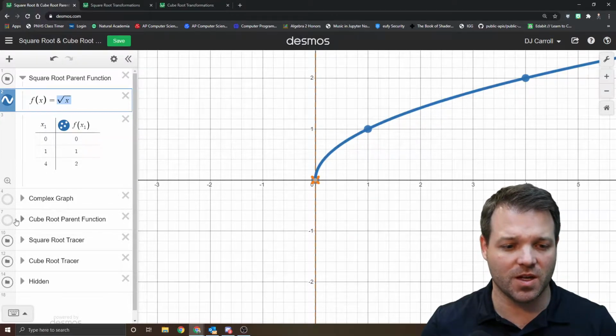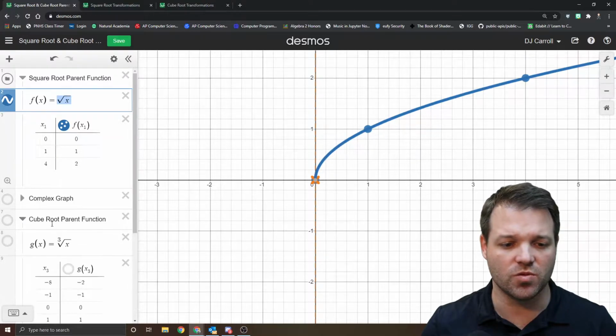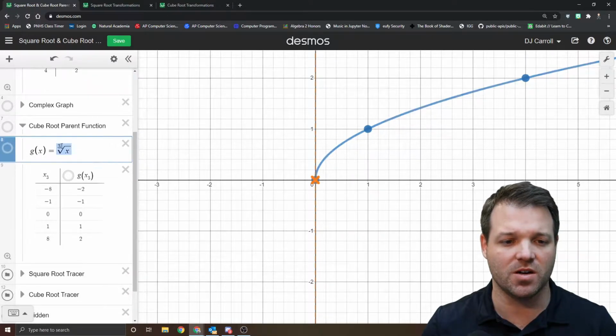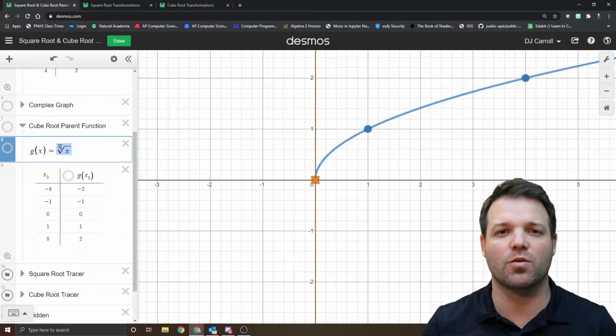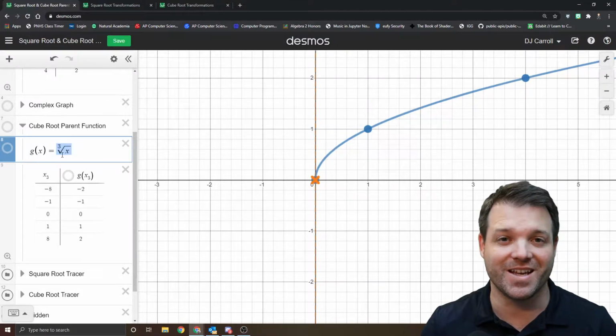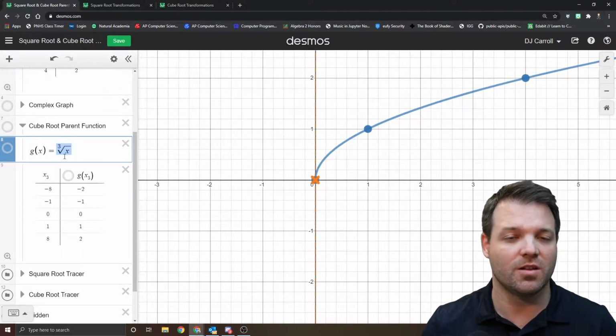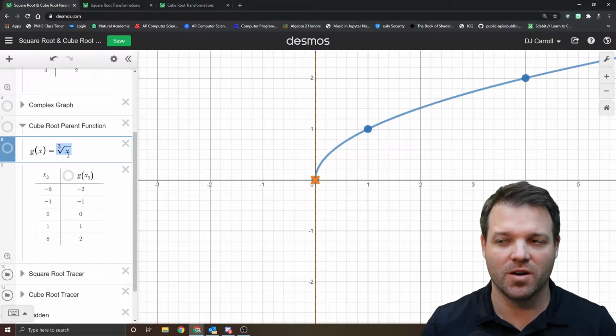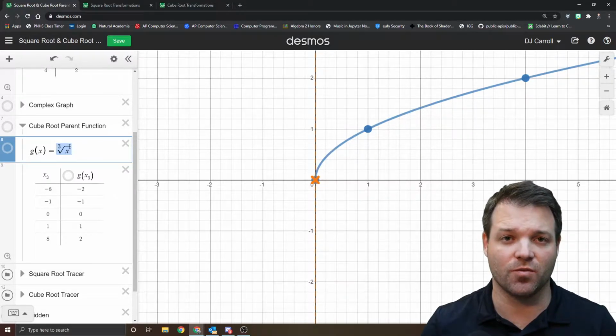For example, let me go ahead and expand the cube root parent function, which is right here. And you can see that there is a 3 up here, and that is its index. The cube root has an index of 3. The fourth root has an index of 4. The 100th root has an index of 100.